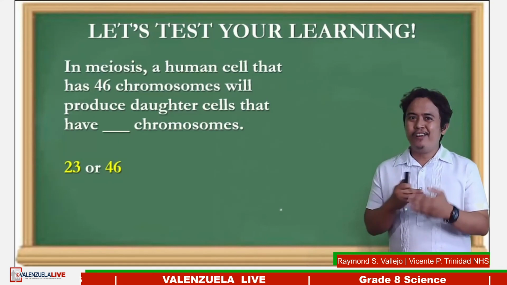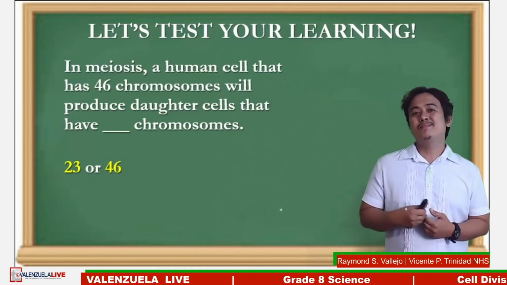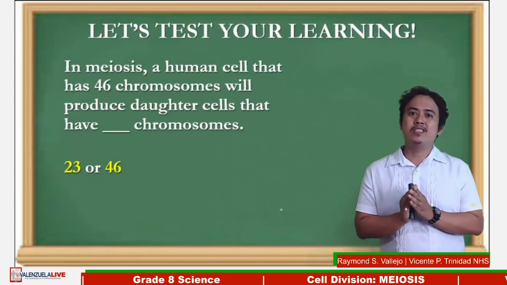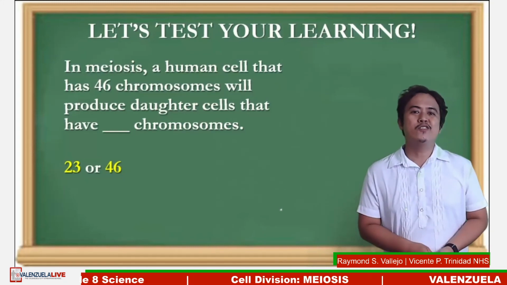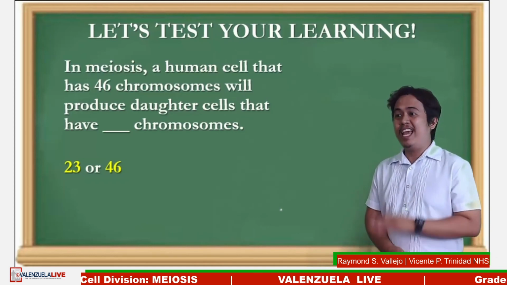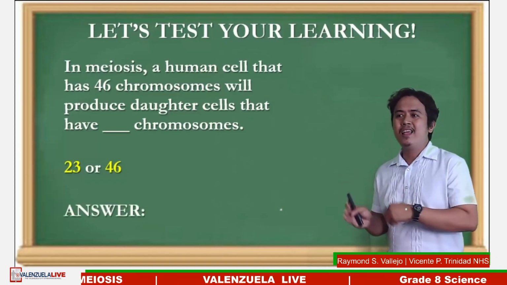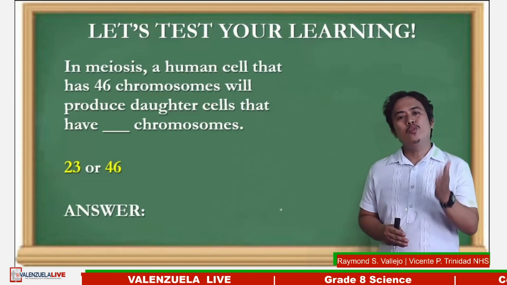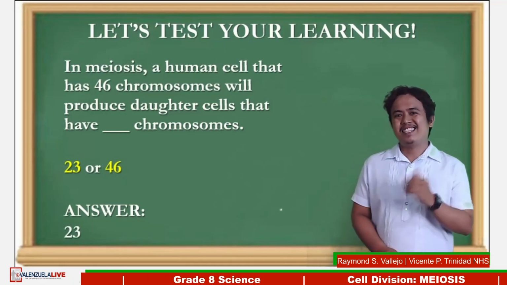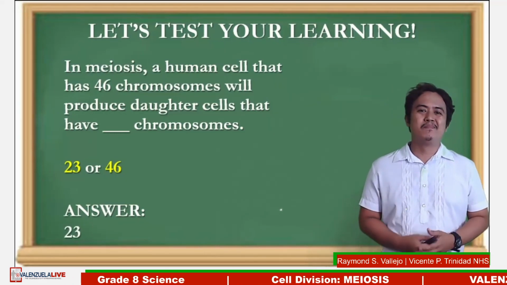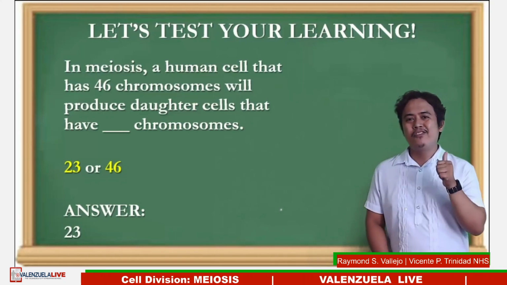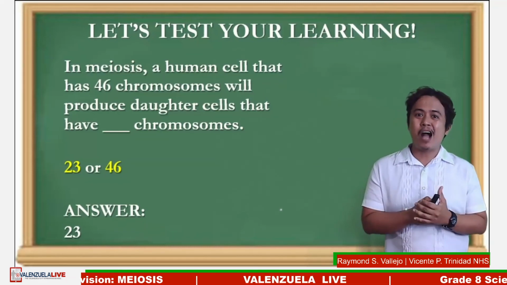Again, recall what you have learned regarding the two types of cell divisions, mitosis and meiosis. If you clearly remember the difference between them, this is an easy question for you to answer. Let us see. The correct answer is, in meiosis, a human cell that has 46 chromosomes will produce daughter cells that have, yes, 23 chromosomes. So if you manage to get 3-5 correct answers, you have done a great job of listening and learning from our session today.